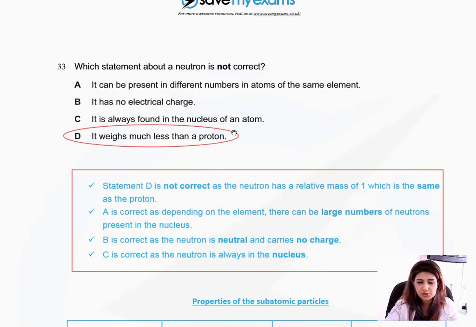Which statement about a neutron is not correct? It can be present in different numbers in atoms of the same element. It can, because this is when we call them isotopes. It has no electrical charge. Agree? Remember, the neutron goes on one line, not affected by any field of positive or negative. It is always found in the nucleus, which is true. Yeah, always found in there. The protons and the neutrons are always in the nucleus. It weighs much less than a proton. That's wrong. They are equally of the same weight. So that's wrong. So you say which one is not correct.